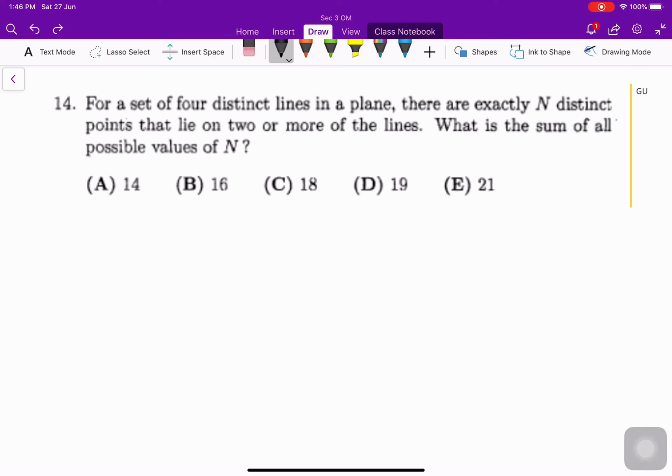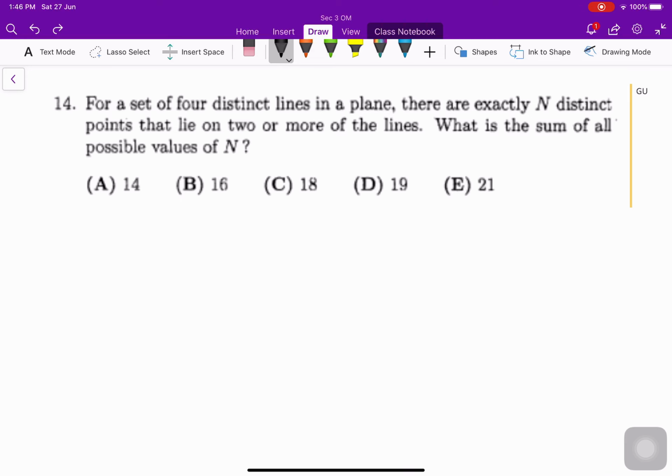Now let us look at question number 14. For a set of four distinct lines in a plane, there are exactly n distinct points that lie on two or more of the lines. What is the sum of all possible values of n?